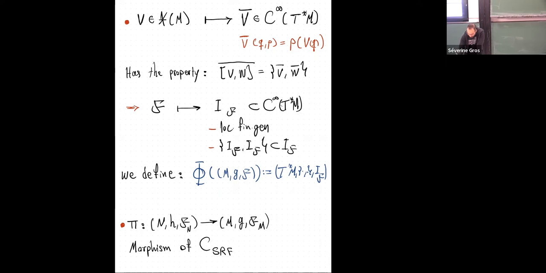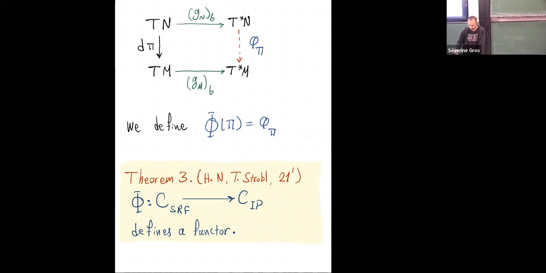Okay, so let's take a morphism of SRS, a Riemannian submersion. For obtaining the map between the corresponding I-Poisson manifolds, note that its differential d pi is a bounded map from Tn to Tm. We can also use the musical isomorphisms Gn flat and Gm flat to go to the tangent bundle. And then we would have a map phi pi making this diagram.